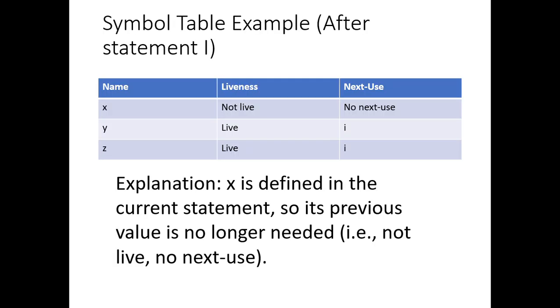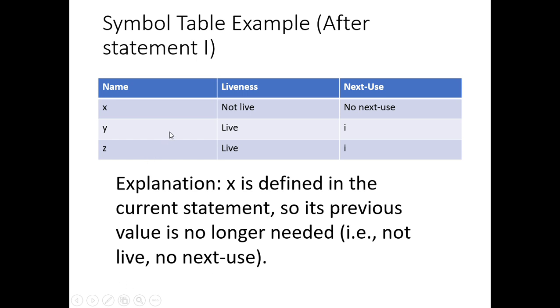This is the symbol table syntax of three-address code. x is being assigned a new value, so the old value of x is now useless. It won't be used again. Therefore x is marked as not live and no next use. This tells the compiler that it can safely free up the register storing the old value of x.